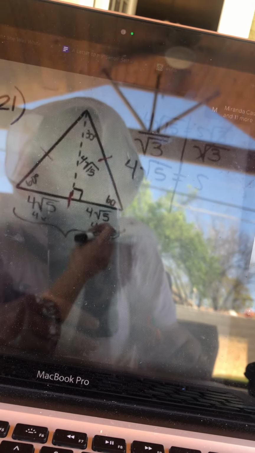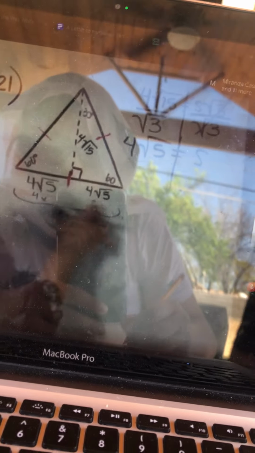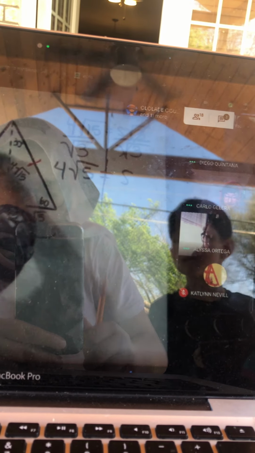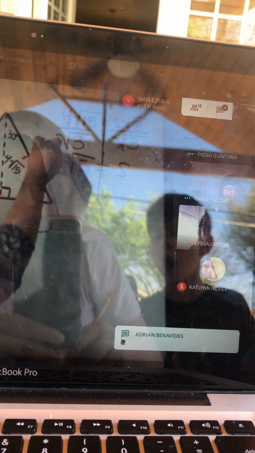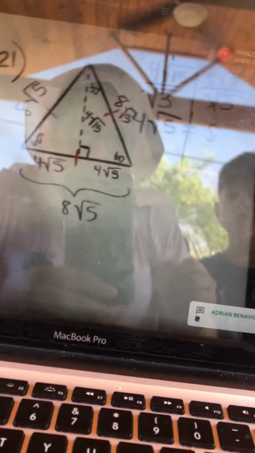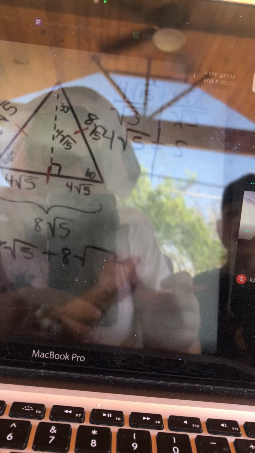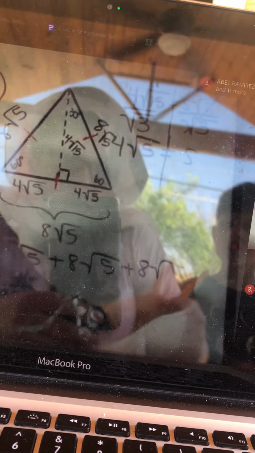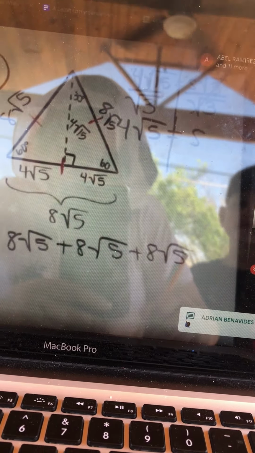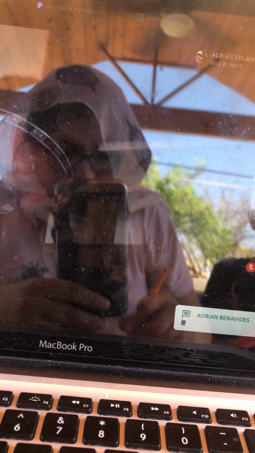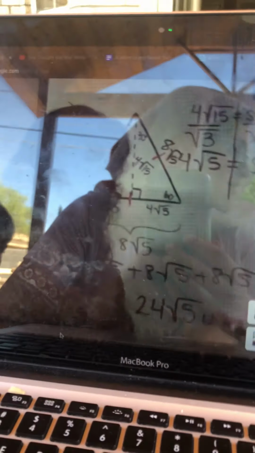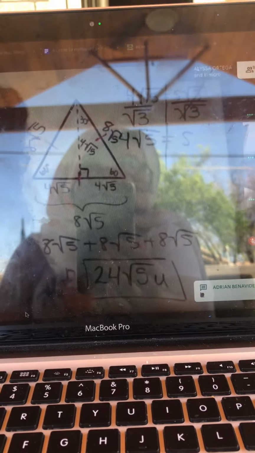You treat this like it was a 4x and a 4x. You don't do anything with the x's, you just add the coefficients. Same thing here, so it's 8 square root of 5. And all three sides are congruent, so it's 8 square root of 5 and 8 square root of 5 right here. So what is the perimeter? It's 8 square root of 5 plus 8 square root of 5 plus 8 square root of 5. That equals 24 square root of 5. That's the perimeter.